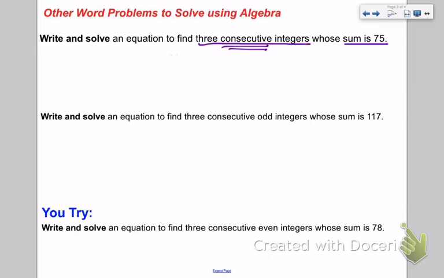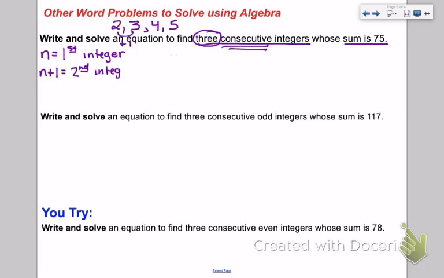So what we have to do is we have to use a variable to represent those integers. So I'm going to use the variable n. And n is going to represent my first integer. Except I have to find 3. And if I started at the number 2, we said the next consecutive integer was 3, then 4, then 5. How do I get from 2 to 3? Well, I added 1. So to find my second integer, I'm going to take my first integer and add 1.